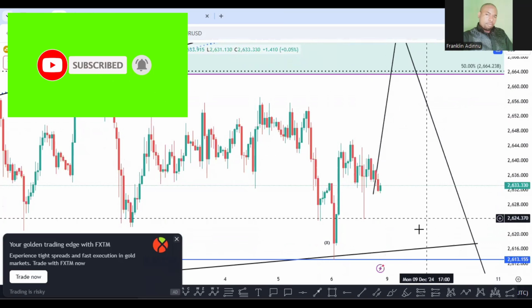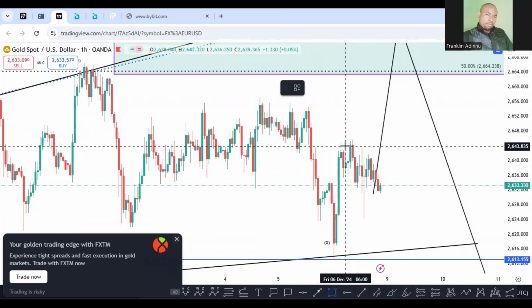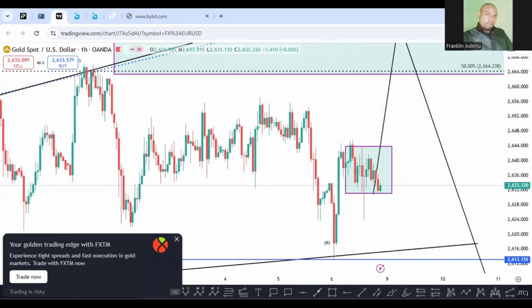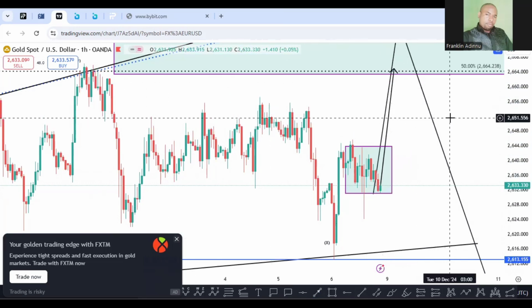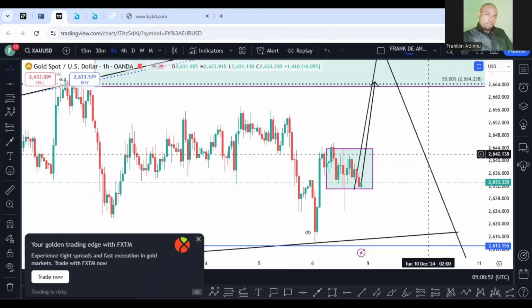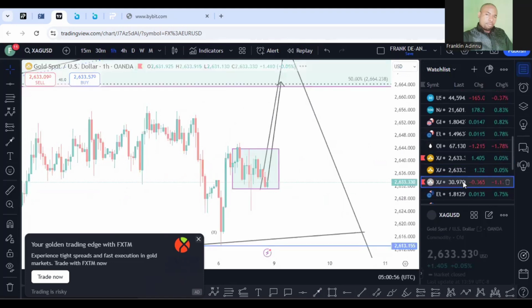So another up move is expected. When you look at it, you know that this is a correction, and this is an impulse. So you know about the market: impulse, correction, impulse. So another impulse is expected to push up here. So that is all for gold. Won't spend much time there.